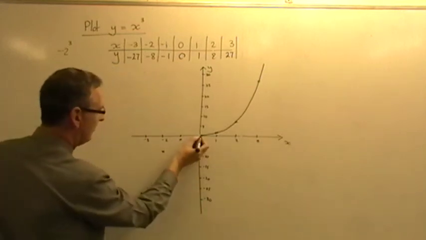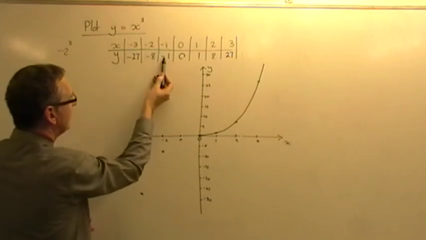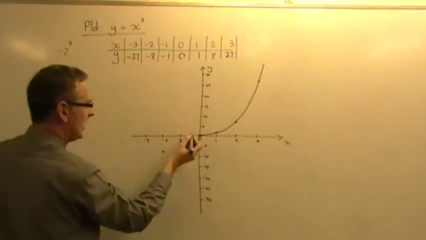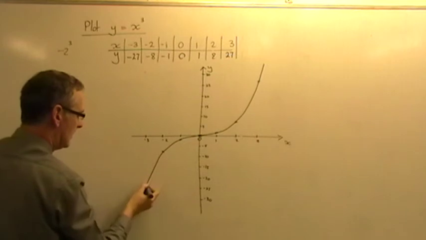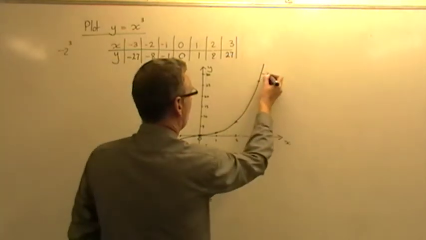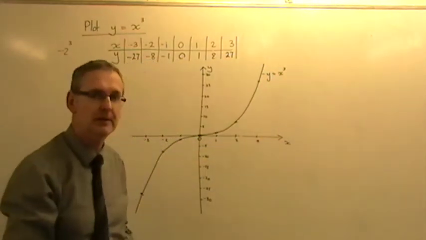But the second half, because it's cubic, and when you cube a negative number, they become negative answers, you don't get the symmetrical U shape anymore. You get the other half flipping down here like so. And that is a graph of y equals x cubed, which is the most basic of the cubic graphs.